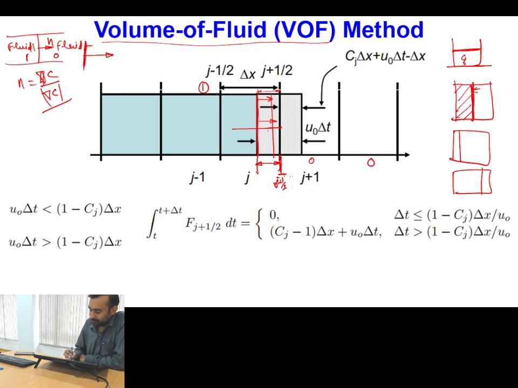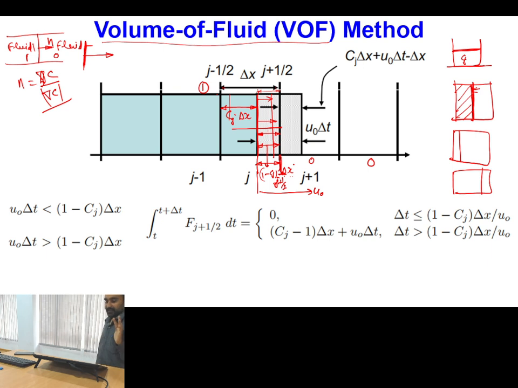Say this is having u naught velocity. Up to this point, say this distance is how much? This is a one-dimensional cell. So if this is delta x, can I write this portion to be Cj into delta x? Are all clear with this point? And how much will be this portion? 1 minus Cj into delta x.